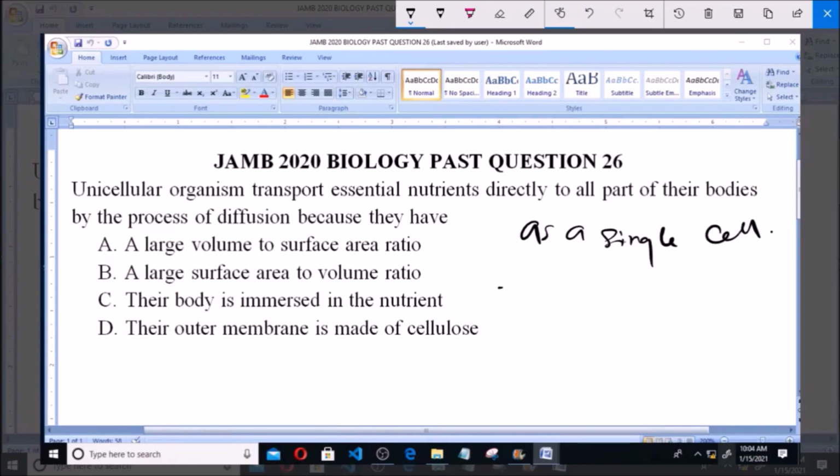An example of such organisms includes amoeba, paramecium, Euglena, and the rest. Now, these organisms exist as what? At cellular level. They exist as a single organism, single cell. That's why we call them unicellular organisms.